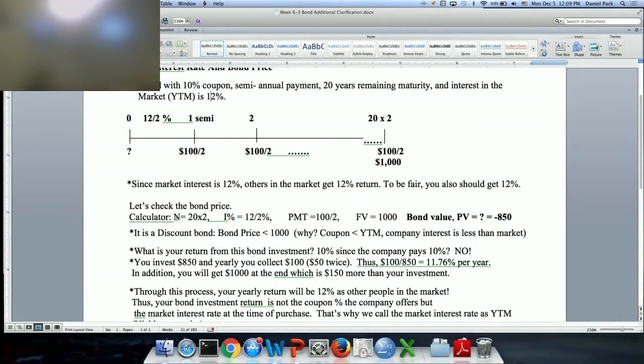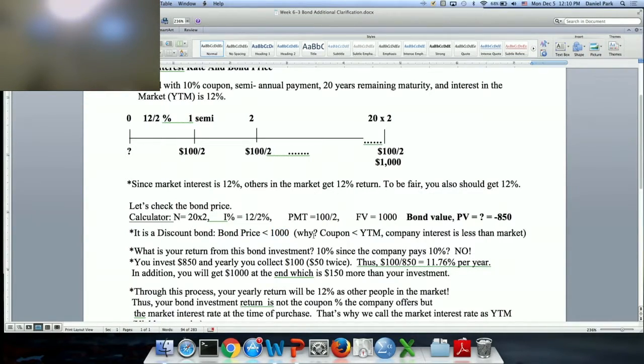Then we calculate the bond price with I/Y, PMT, FV. Then your calculator will show the bond price today is 850. If you love this bond, you'll pay only 850. So why 850? Why not 900? Why not 1200? First, 850 is less than 1000. We call this a discount bond. Because the bond price is less than 1,000, the name is discount bond. If it's bigger than 1,000, remember, we call that a premium bond.